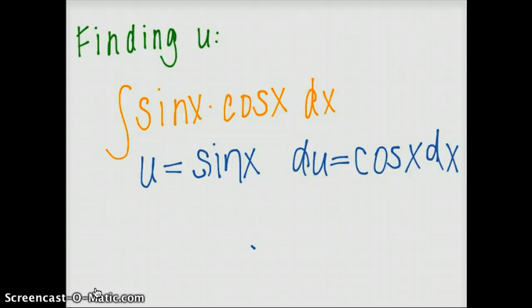Although it may be tricky deciding which function is the correct one to choose, sin x would be the best function for u because the derivative of sin x is cosine x. A cosine x is already in the original problem.